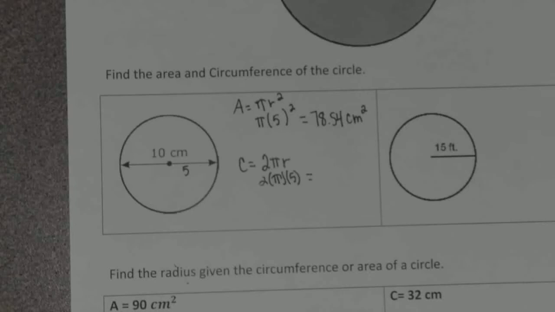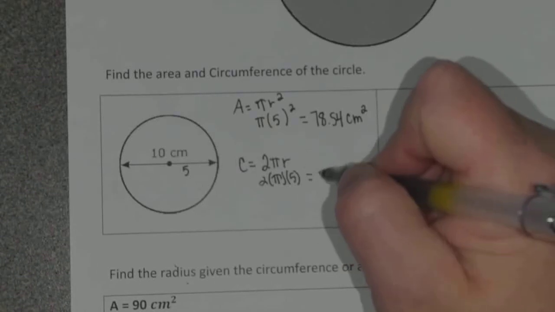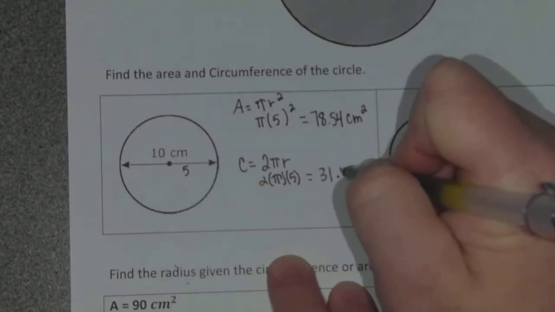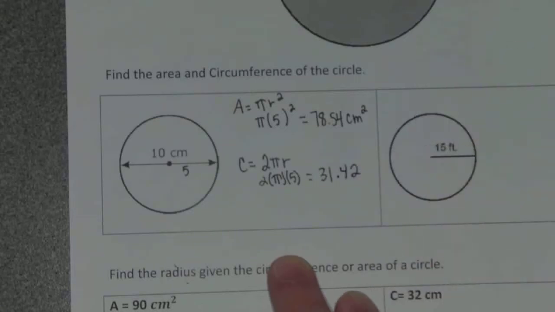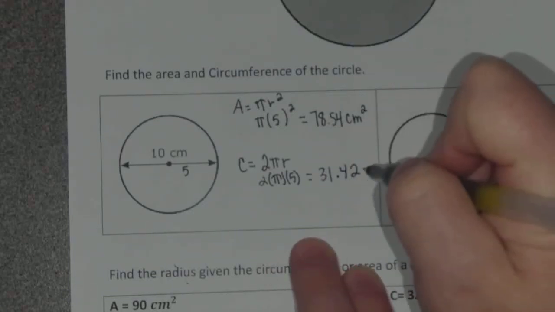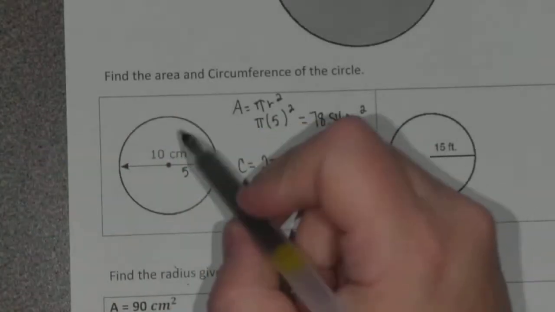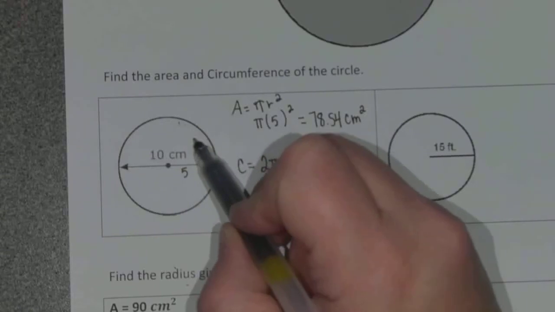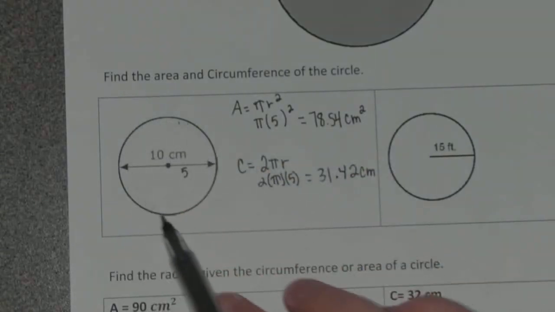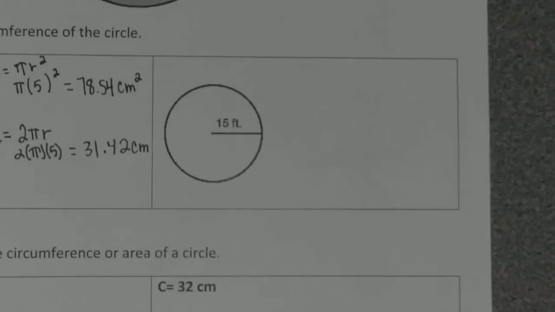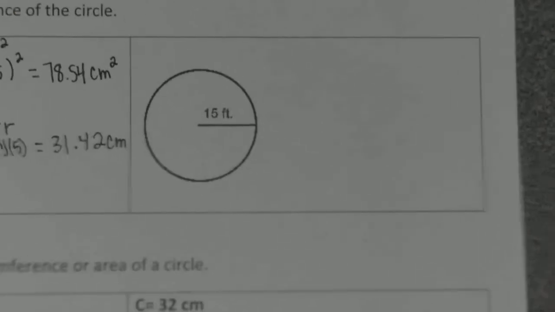So 2 times pi times 5. Yep, 31.41. And if we rounded that 1 up, it would be a 2 because of the 5 behind it, right? So I'm going to go 31.42. And then this is just centimeters because it's the length around the circle, okay? So area is figuring how much will fit in the circle. Circumference is the length around the outside, okay? Questions on how we did that?